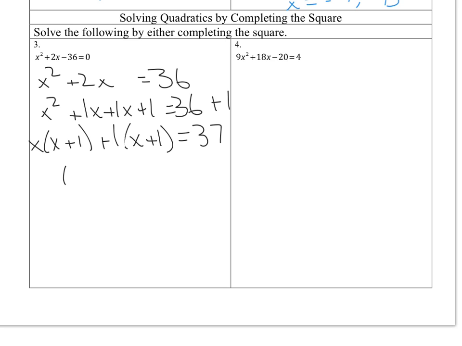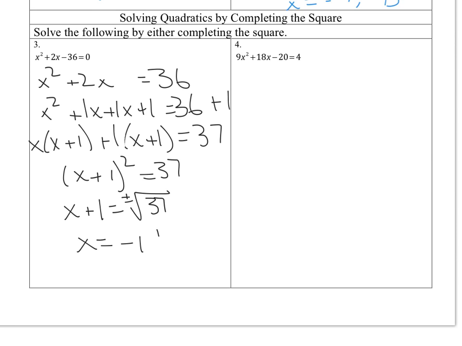So then I'll have x plus 1 squared equals 37. Take the square root, and subtract the 1. Now, you could skip from this step to this step. That's okay. We're going to do that in the next problem. So in this problem, we want to solve by completing the square. Shouldn't say either. So just say completing the square.